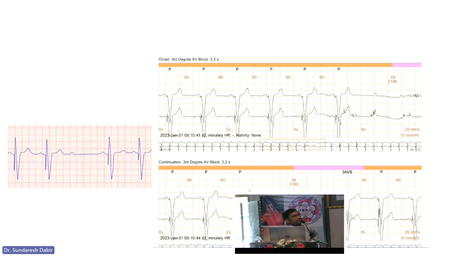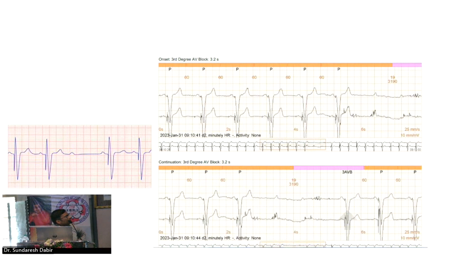And see what has happened here. No pacing spike here after the P wave. So what is happening? There is a loss of output. The pacemaker is sensing something and thinking that there is an intrinsic beat.